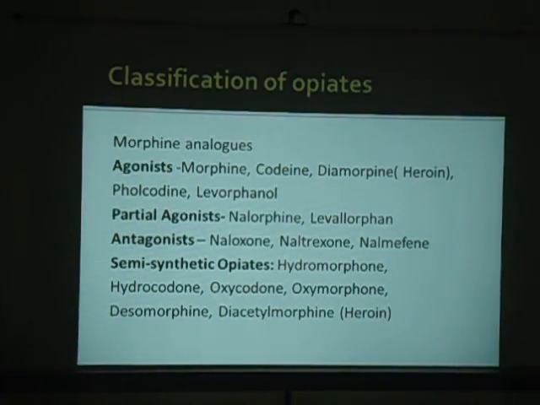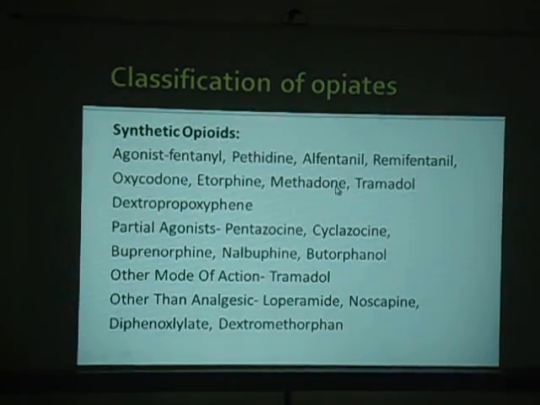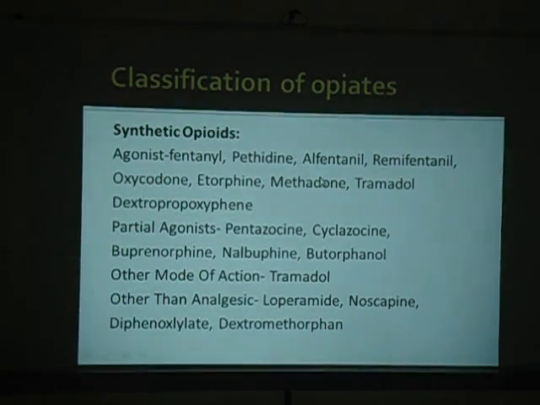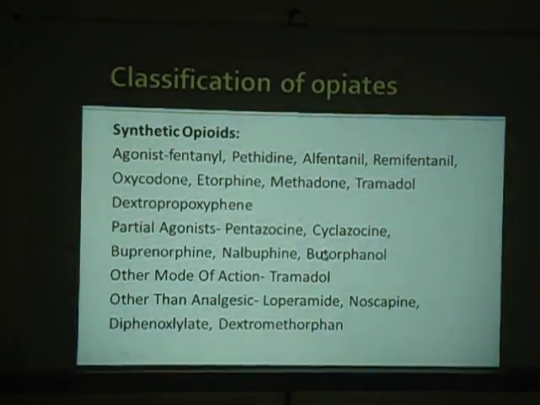Heroin is the most abused drug, banned in most countries. Among synthetic opioids, we have fentanyl, which is 100 times as potent as morphine, then pethidine, alfentanil and others. Pethidine is about one-tenth as effective as morphine in analgesic effect, but it is still more commonly used because of its cost and availability. Tramadol has multiple mechanisms of action, on mu receptors and on 5-HT receptors. Partial agonists include pentazocine, used in labor analgesia, then buprenorphine and butorphanol.